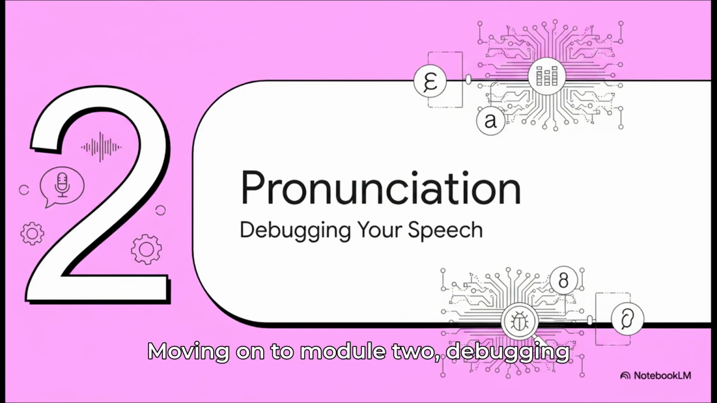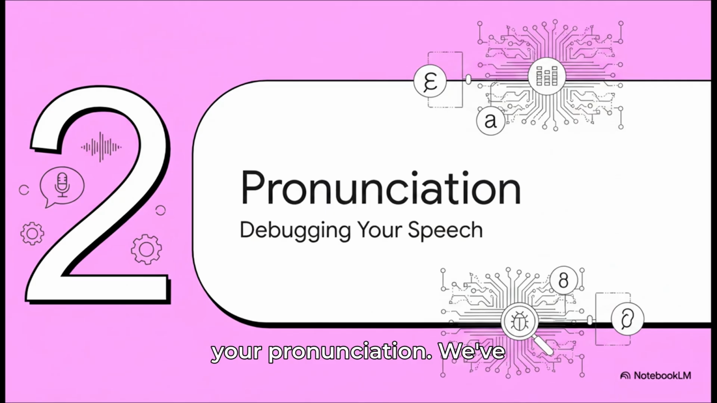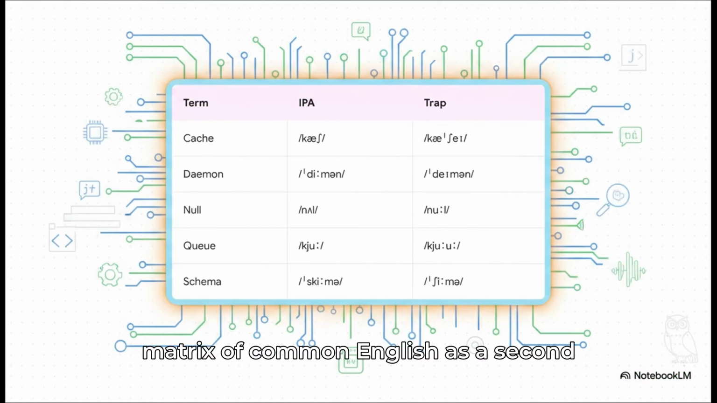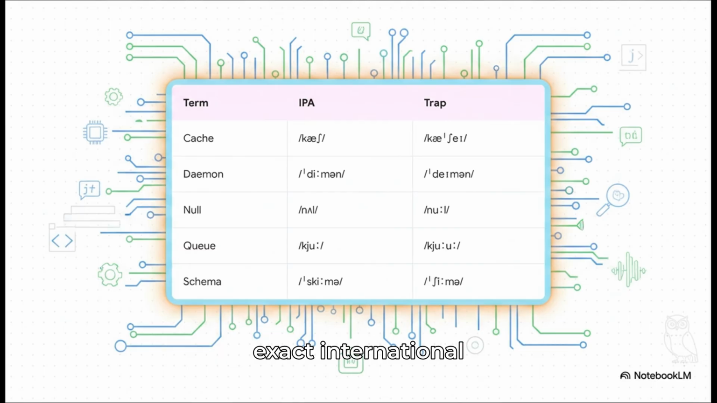Moving on to Module 2, debugging your pronunciation. We've mapped out a documentation matrix of common English as a second language pitfalls, complete with the exact International Phonetic Alphabet annotations for high-frequency IT terms. Honestly, these are the linguistic bugs that trip up even the most senior engineers. But by isolating them, we can compile them perfectly into your daily speech.